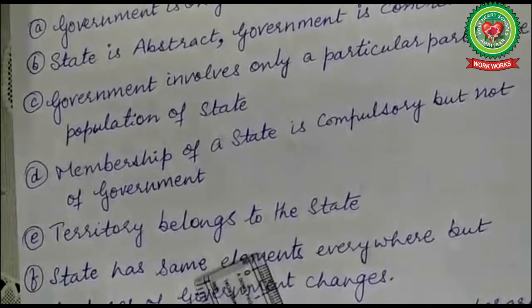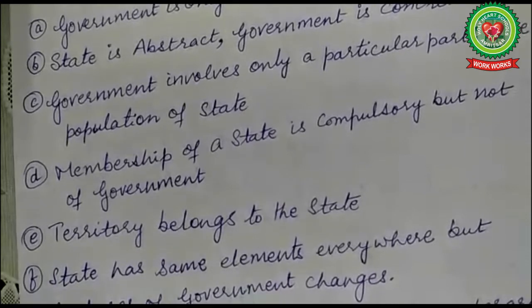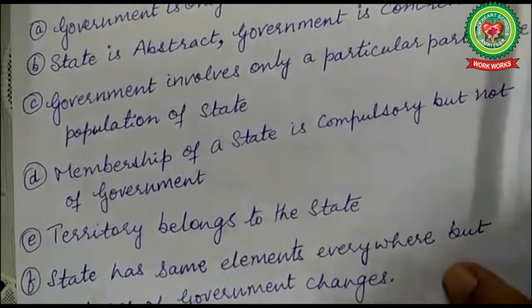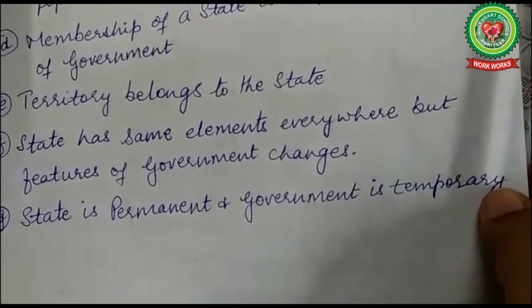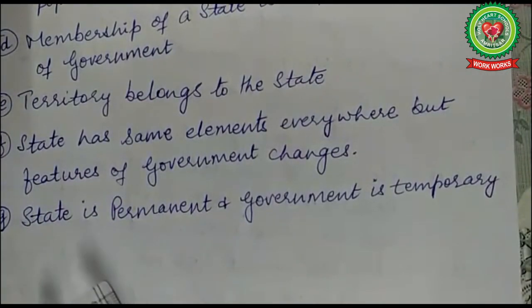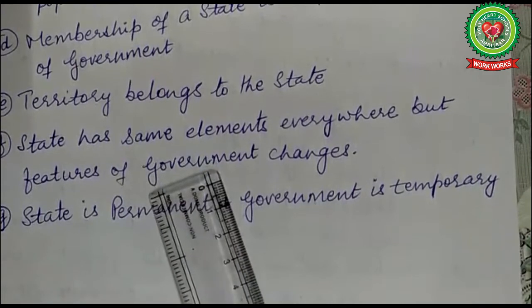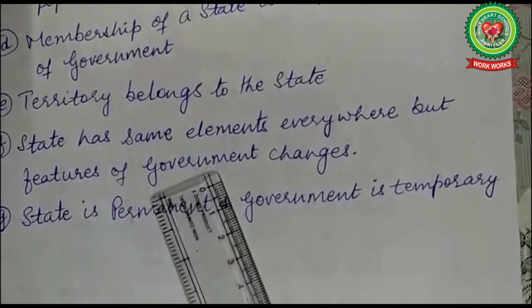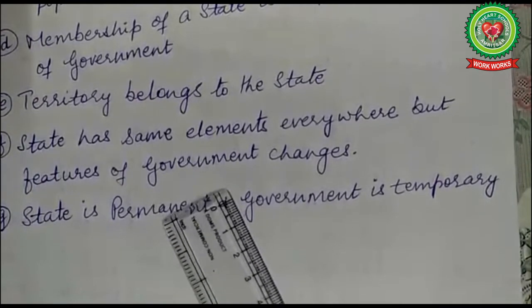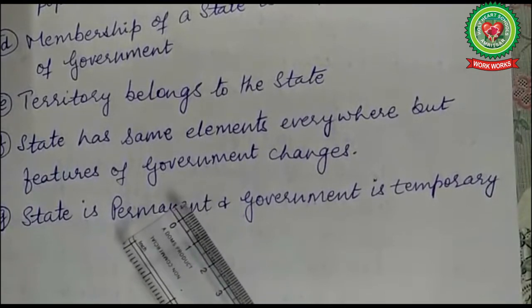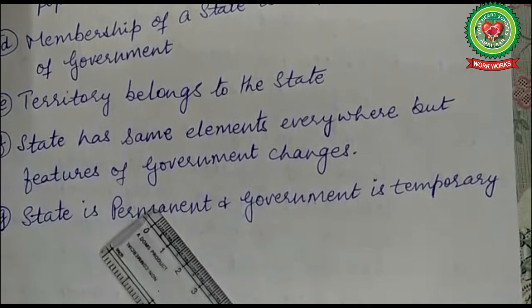Is it clear? Now my next point is state has the same elements everywhere but features of government change. You may see any country. It has the same 4 elements as I am speaking repeatedly: population, territory, government and sovereignty. But government can be of different forms. Like if you talk about democracy, in India, we have parliamentary democracy, but in USA is also democracy.